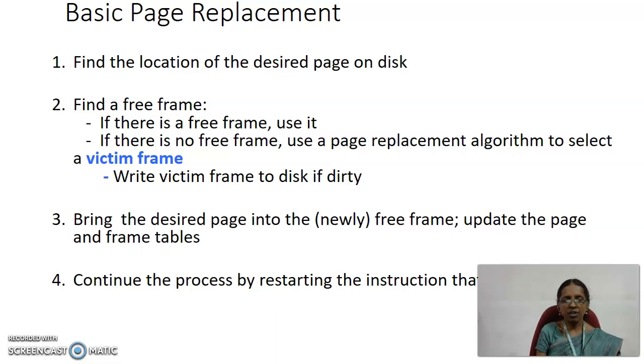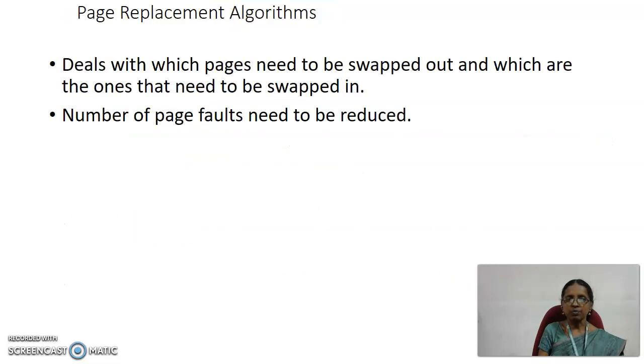If there is a free frame, then you can utilize it. If there is no free frame available in the main memory, then you have to use one of the page replacement algorithms to choose the victim frame. That is the frame which has to be swapped out. After choosing this victim frame, we can bring the desired page into the free frame and update the page and frame tables. This is the basic procedure.